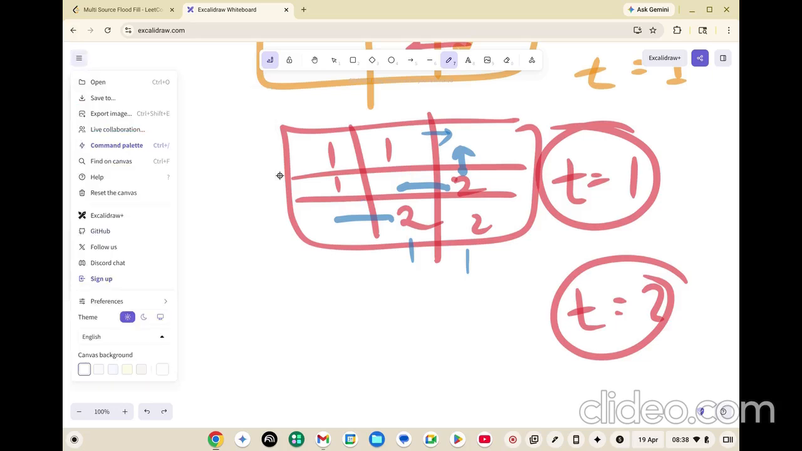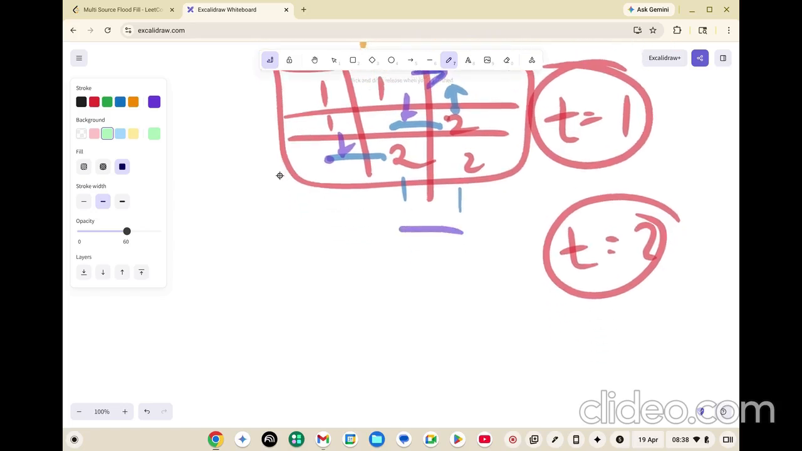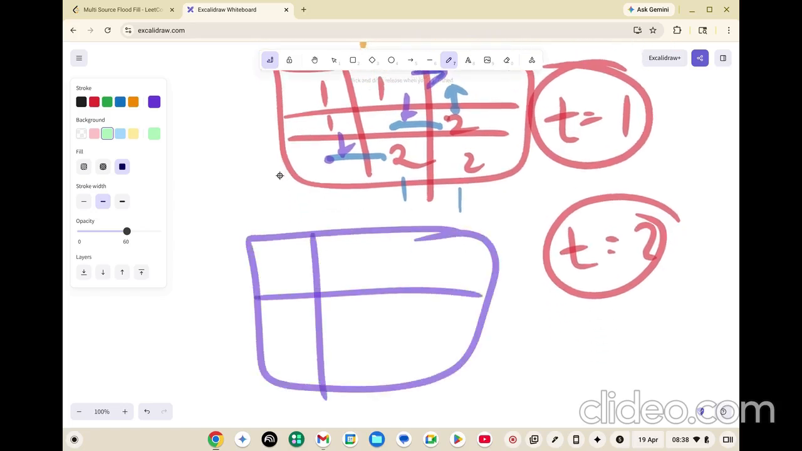So this one could influence this one, and this one. But you tell me, if this value has an opportunity to get colored by 1 or 2, which color will it choose? It will choose the maximum one, right? So this 1 had already been there, right? 2, 2, and 2. This was the initial state.